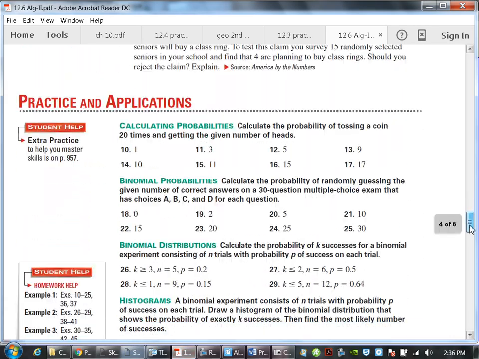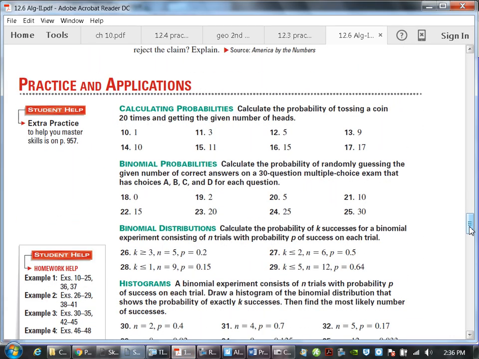So what you'll be able to do here today is that we're going to look at the probability of randomly guessing the given number of correct answers on a 30-question multiple choice test. So what's the probability of randomly selecting the right answer on one question? 25% if you have 4 chances. So what's the probability, out of 30 questions, that I'm going to get exactly 2 right? What's the probability I'm going to get exactly 30 of them right? So that's the idea of what we're doing.